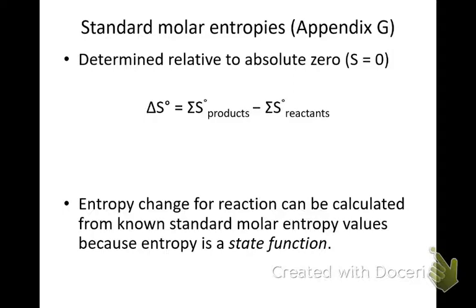If we know those, then we can calculate the difference in entropy between the products and the reactants, the same way you used heats of formation to calculate delta H of a reaction in Chem 131. This works because the entropy change for a reaction is a state function, meaning it only depends on the beginning and the ending. What are the reactants? What are the products? Not on the mechanism to get there.